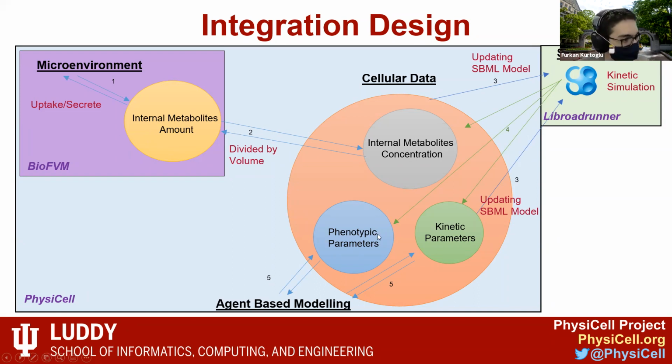I have a question actually. So there will be a single BioFVM file, but a separate SBML file for every cell? No, what I mean is, it's a pointer. Each cell has its own SBML model. This is an overall integration design, and the BioFVM file is the microenvironment file, yes. And each cell has its different internal metabolites. I hope I could explain.